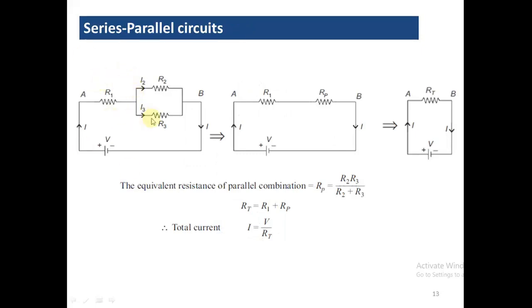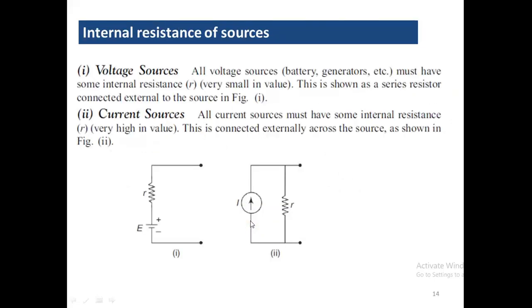There can be a series-parallel combination also. In that case, we know how to find the total resistance. R1 is going to be in series with the parallel combination of R2 and R3, and that we call RP. RP is nothing but the parallel combination of these, and that we have to sum with R1 to get the total resistance.